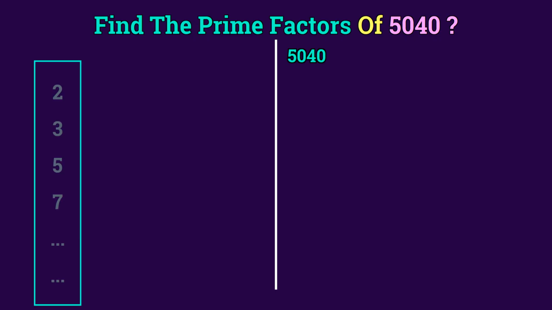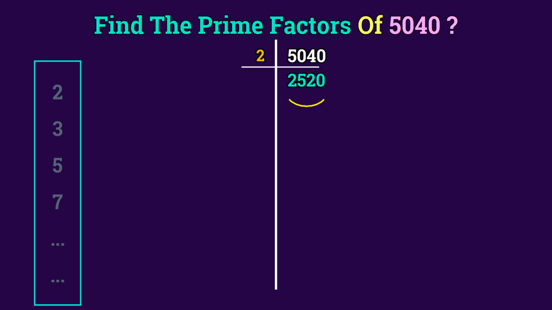Dividing 5040 by 2, which equals 2520. So 5040 divided by 2 equals 2520.